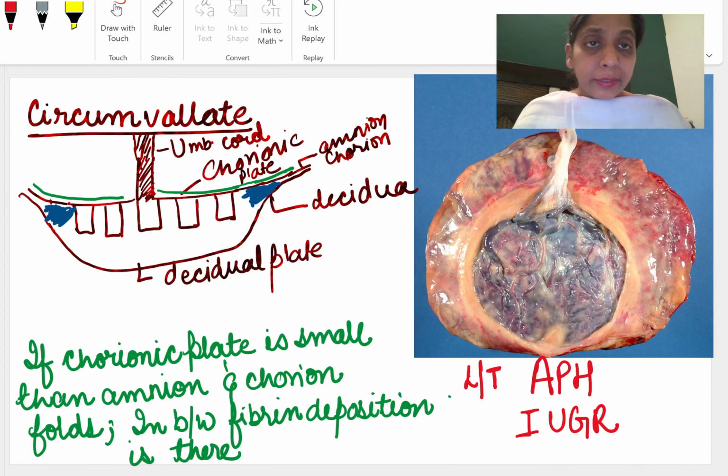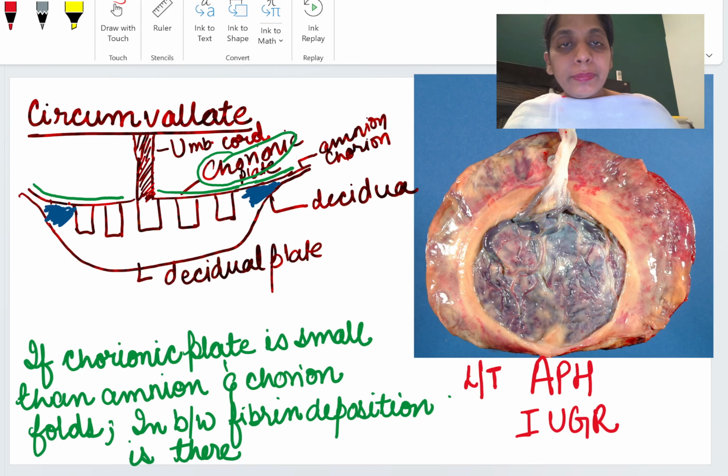Now let's go to the other placenta, which is the circumvallate placenta. This is quite difficult to understand, so first let's understand the basics. Okay, this is the chorionic plate. What is a chorionic plate in the placenta? The side where the umbilical cord is attached is the chorionic plate, and at the end of this chorionic plate, here, are you able to appreciate?